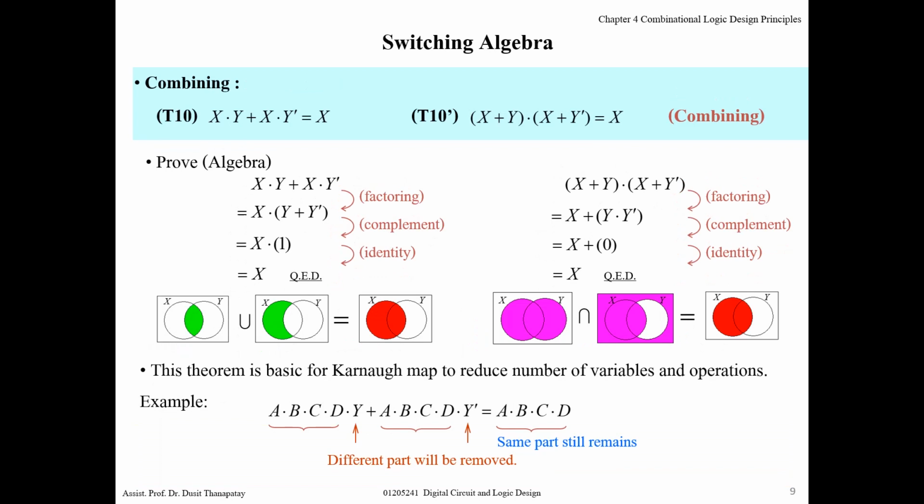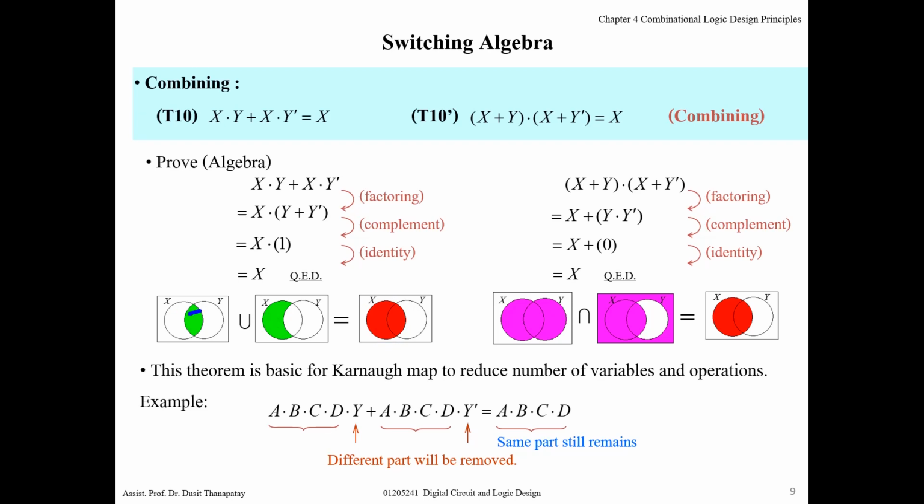Okay, how about this one? For the theorem, x and y plus x and y prime equal to x. It is combining x and y, this part. Okay, x and y prime is this one. So note this section and this section. When you combine them together, it becomes the circle of x. So this is called the combining theorem.